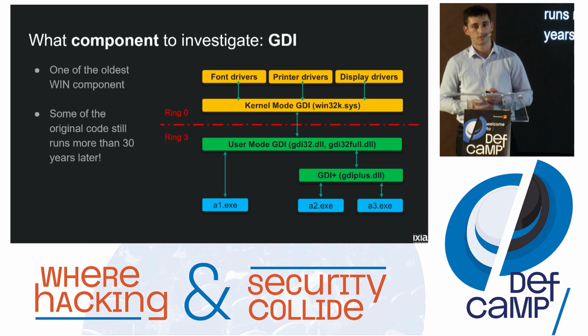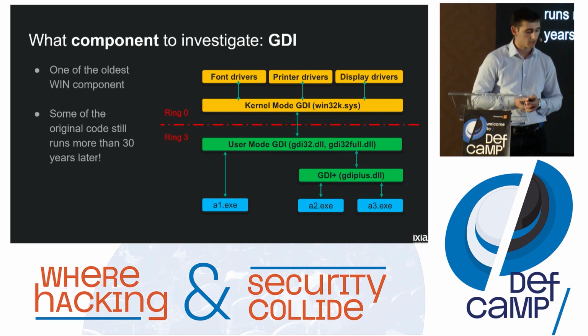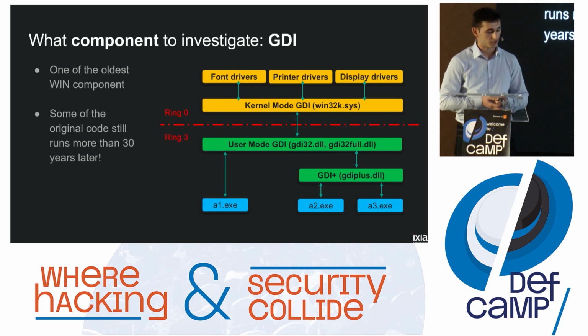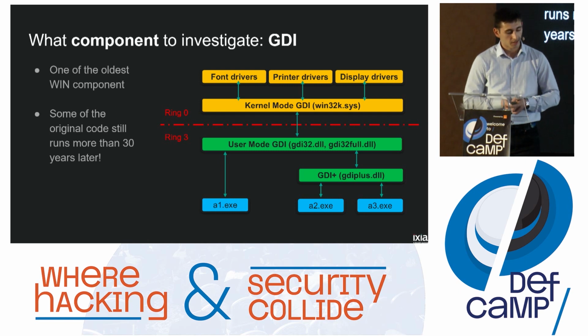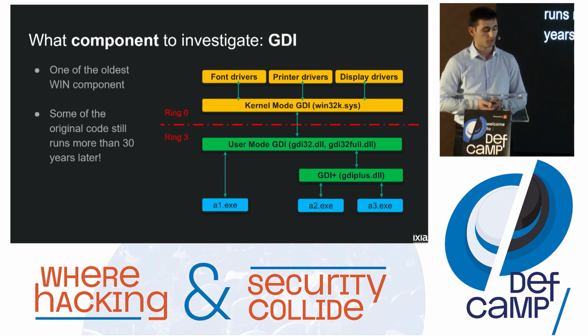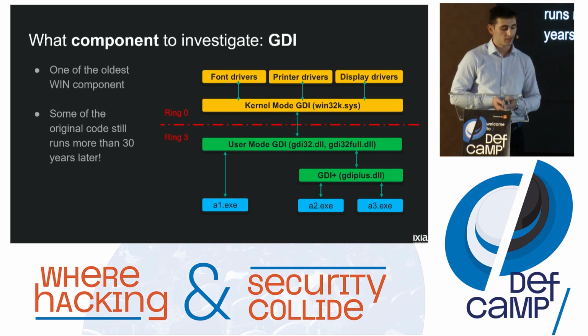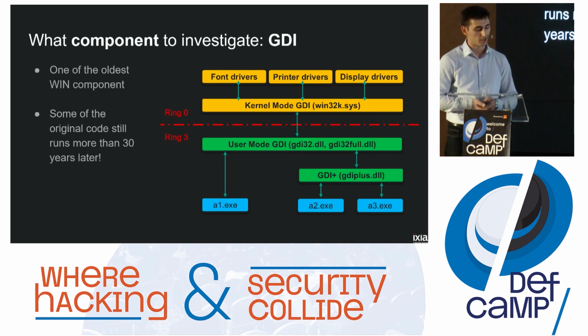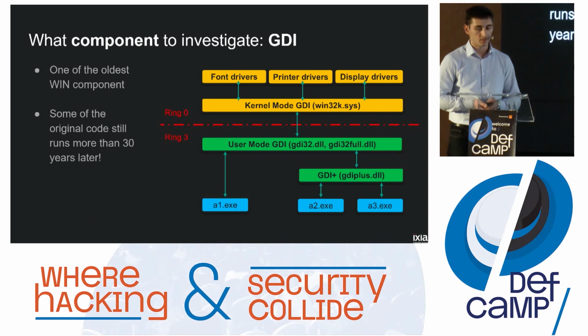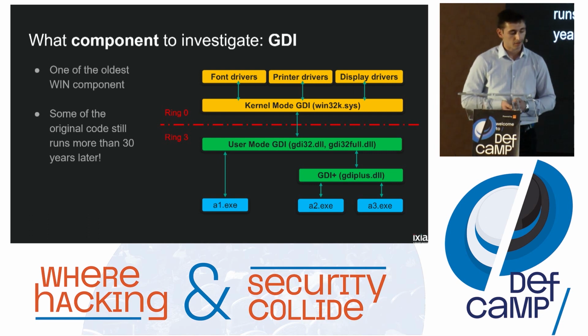So this is an oversimplified architecture of the GDI component. On one side, in user mode, we have the user mode GDI. This has been around since the beginning of Windows. It provides you an API that you can use in order to do this kind of operation. Starting with Windows XP, an extension to the original WinGDI has been introduced. This is fully developed in C++. Its name is GDI+, and it's kind of an extension of the original WinGDI.